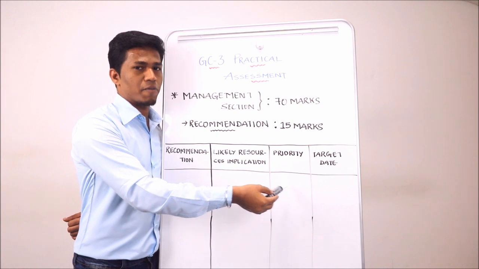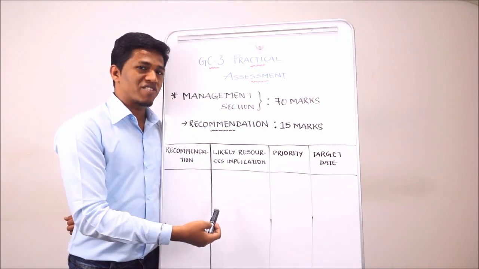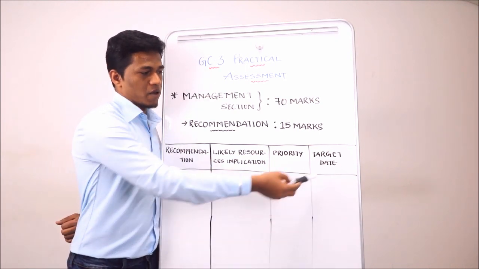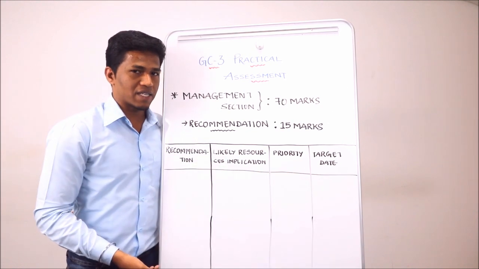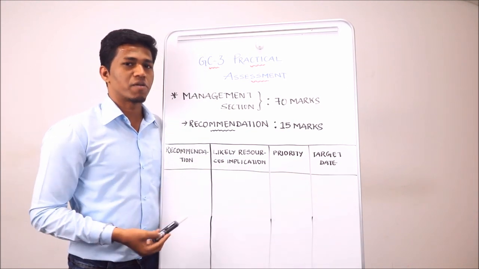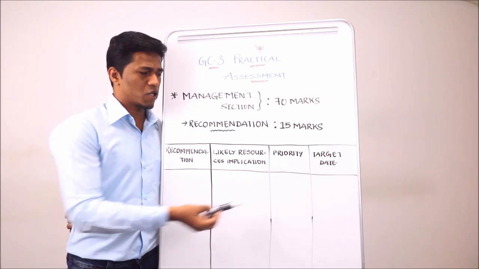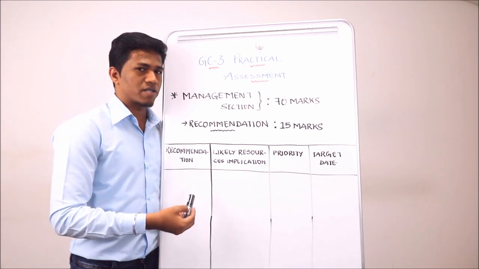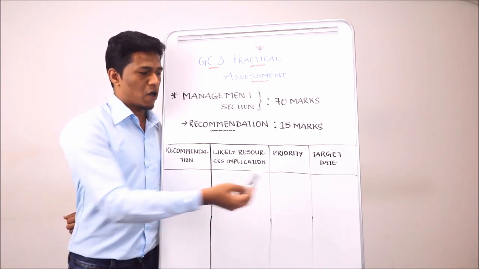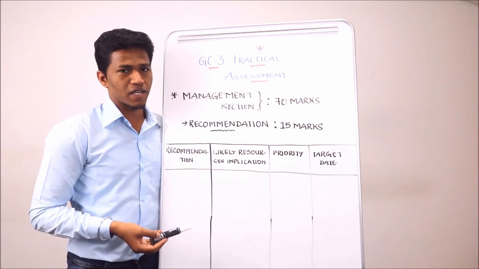Moving down, that's your priority. Now prioritize your control measures based on the risk level. Moving down, the last column is on target date, when you want to implement these control measures. You need not give individual time frames, but you can give the overall control measures and the overall time scale. Always there's a connection between your priority and target date.